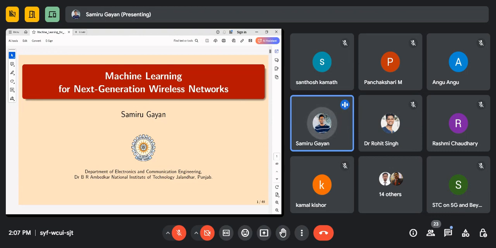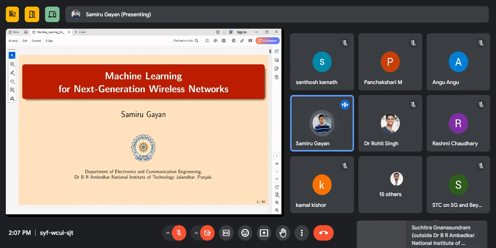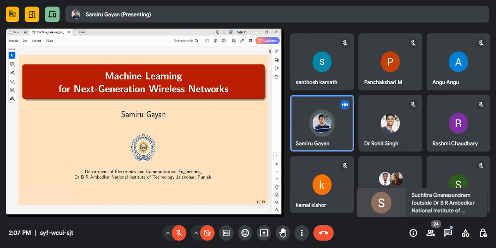My title is machine learning for next generation wireless networks. There are two key things here: machine learning, which is very popular these days, and wireless networks, especially next generation wireless networks, which means 5G and beyond, especially targeting 6G. In this talk, my main focus is to introduce how we can apply machine learning to wireless communication setups and discuss some of the cases we can study even now.